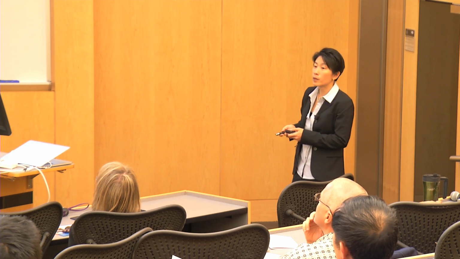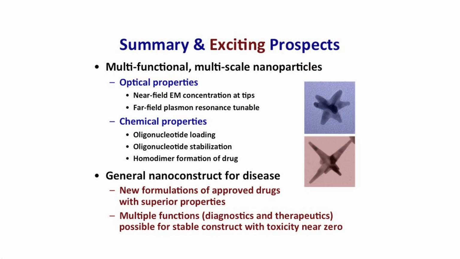Okay, so in summary, let me summarize what I've tried to tell you. I've introduced this multifunctional, multi-scale nanoparticle. You can do a lot of things to control the optical properties. You get these near-field enhancements at the tips. That's where the drug is being released. And you have this plasmon resonance that is tunable by changing shape. I only talked about this today, but it turns out shapes like this are producing really interesting results when you load MRI contrast agents on them.